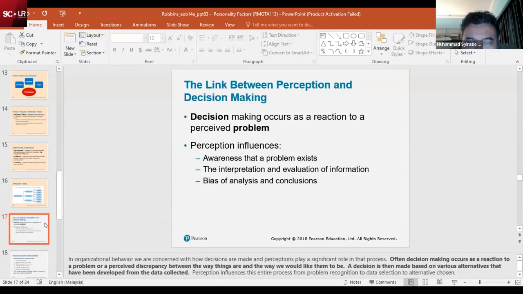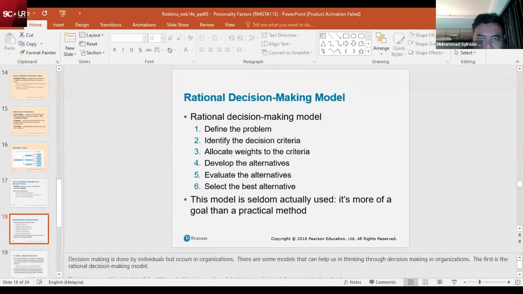So what do we need to do? A suggestion is that you have to communicate, educate, and facilitate with the employees. Perception itself. Okay, good, dengar. All right.